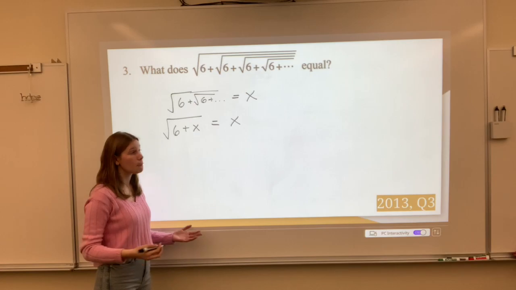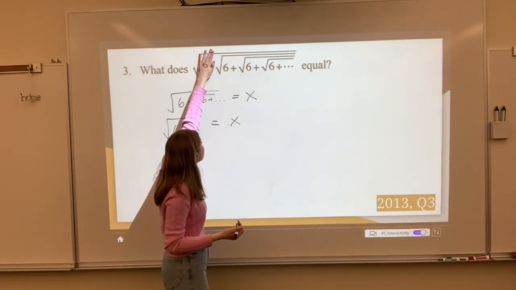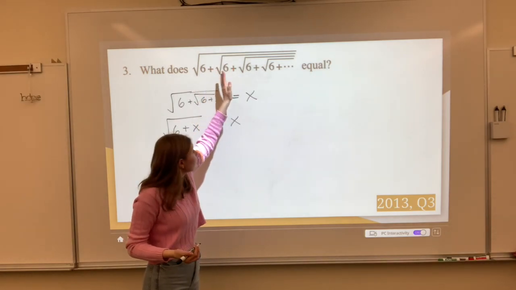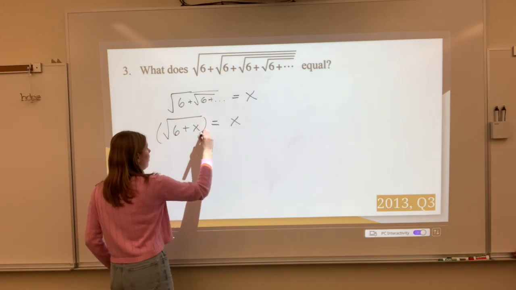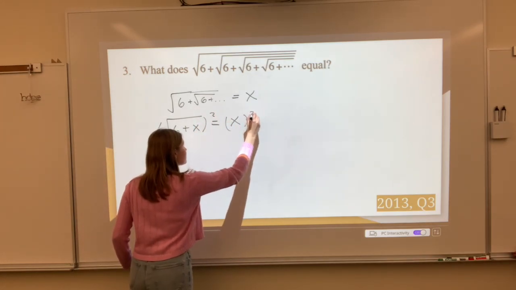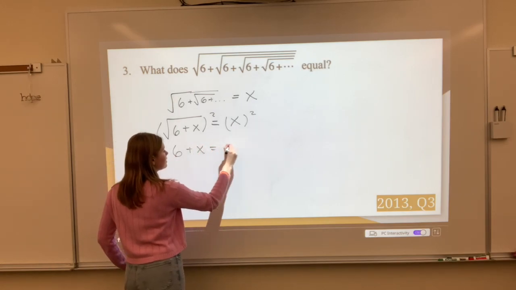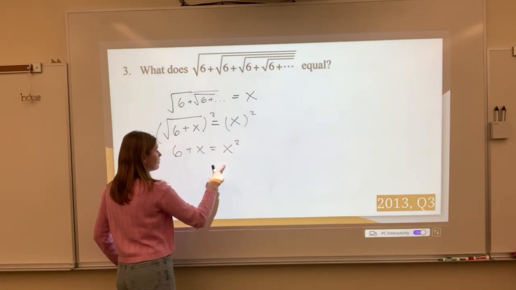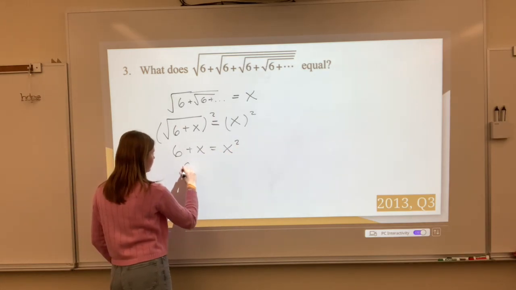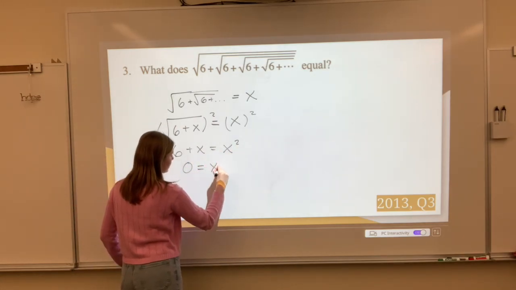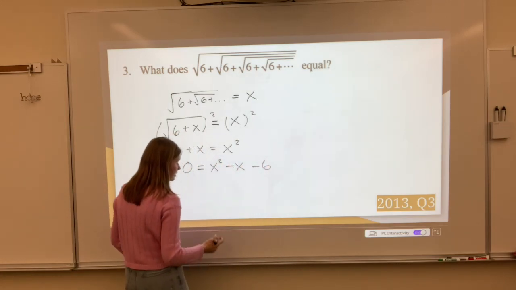And you can look up here. If you take 1 away, it's still the same thing. So I can set that equal to x. Now, all you have to do is square both sides and say 6 plus x is equal to x squared. Bring the x squared over here, or bring the other two terms over with the x squared. We have 0 is equal to x squared minus x minus 6.